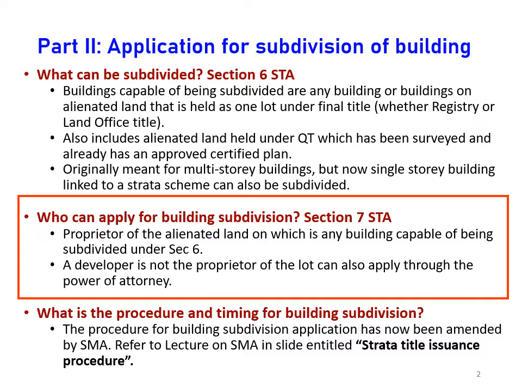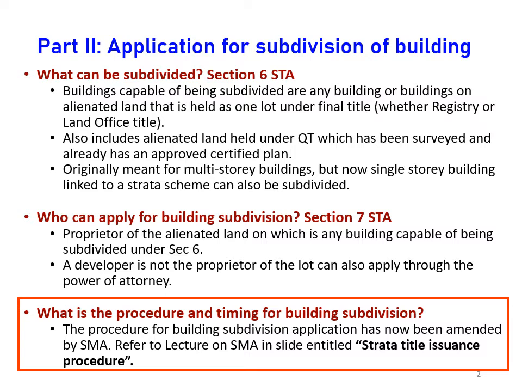So what is the procedure and timing? It says here the procedure for building subdivision has now been amended by SMA, and refer to lecture of SMA in slide entitled Strata Title Issuance Procedure. So that slide is on your page 60, and if you flip through, you go to page 60, you will see there the timing of the application. Now when we reach the superstructure stage, then we can immediately apply for the building subdivision.